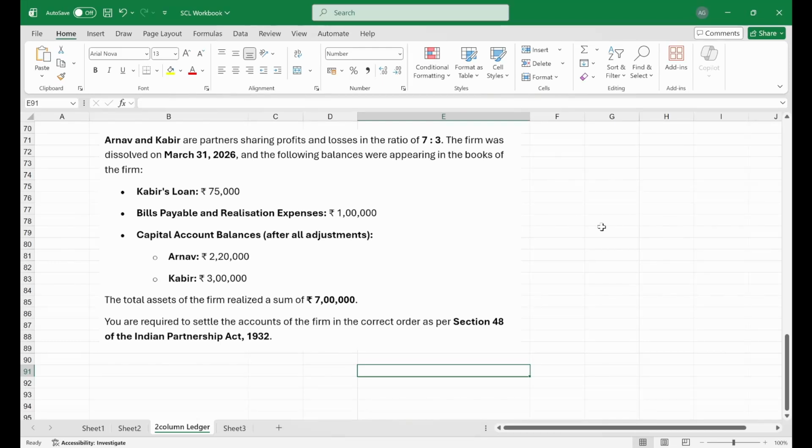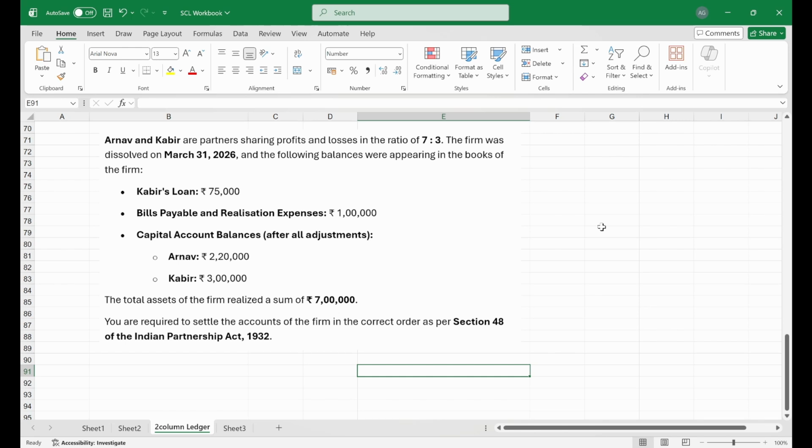Arnav and Kabir are partners, sharing profits and losses in the ratio of 7:3. The firm was dissolved on March 31st, 2026, and the following balances were appearing in the books of the firm. Kabir's loan 75,000, bills payable and realization expenses 1 lakh, capital balances after all adjustments of partners Arnav and Kabir 2,20,000 and 3 lakh. Total assets of the firm realized a sum of rupees 7 lakh.